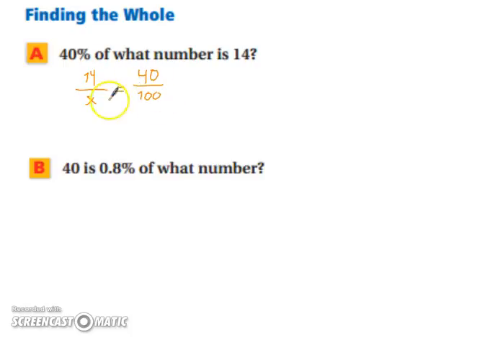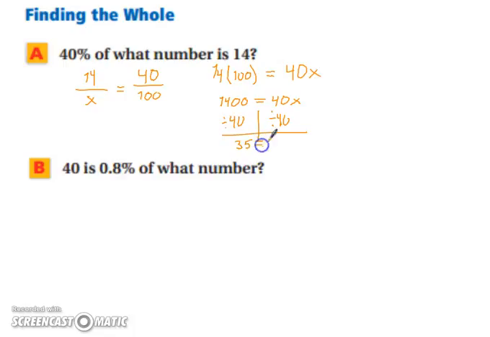So now we can cross multiply. So we have 14 times 100 equaling 40x. Alright, so we can move our decimal 2 places to the right. So we have 1,400 equals 40x. And we want to get x by itself, so we're going to divide both sides by 40. So we have 1,400 divided by 40, which gives us 35. So your of, or your whole, is 35.